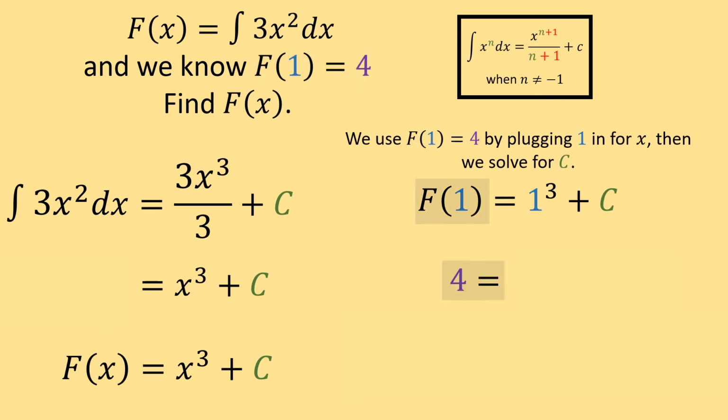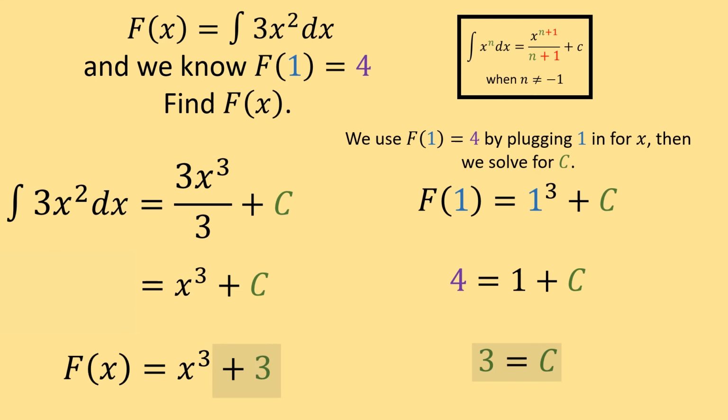So we get 4 equals 1, since 1 to the third is 1, plus c. And then to get c by itself on the right side, we're going to subtract 1 from both sides, and we end up getting 3 equals c. This tells us that we can replace c within capital F of x with 3. So we could have capital F of x equals x to the third plus 3.